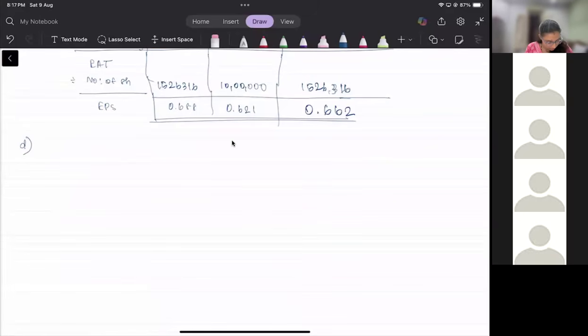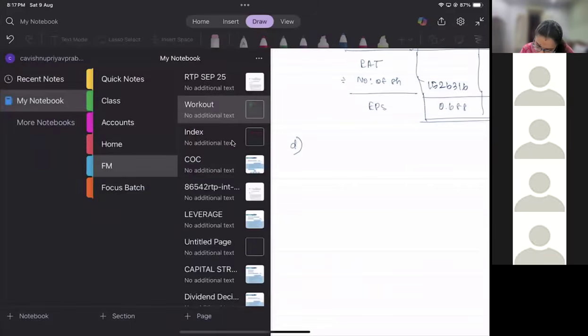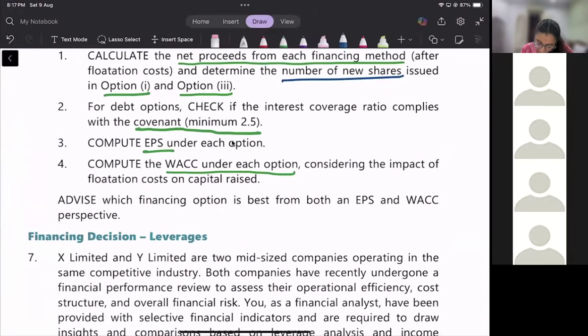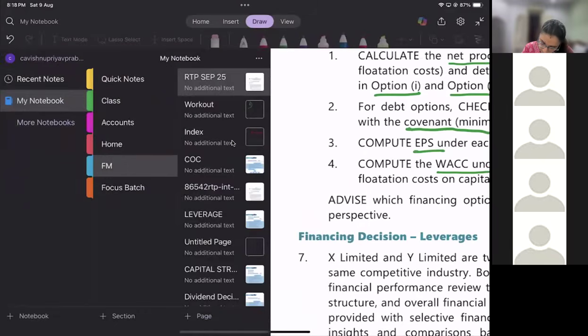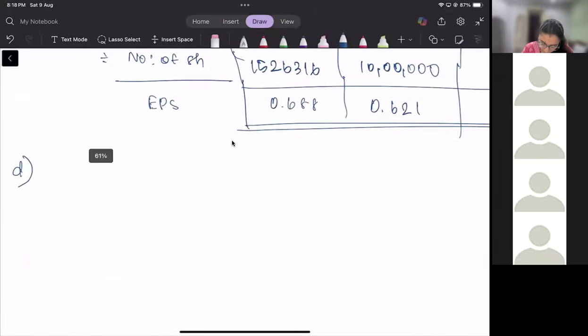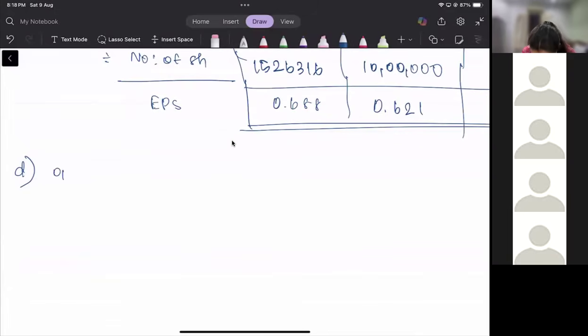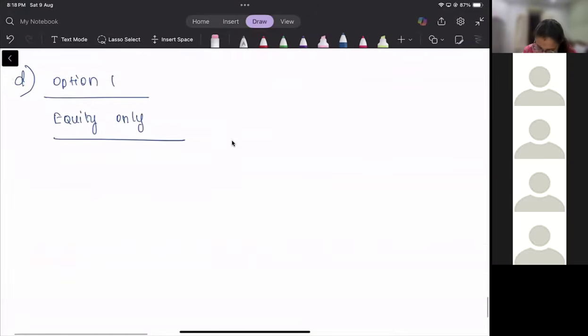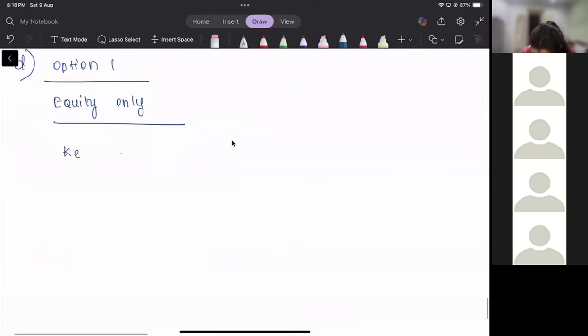So let's go to the last part. What have they asked in the last part? Under each option, compute the WACC under each option. So we can compute, right? So first let's find out. Option 1. It was an equity only option. So we need to only find out KE.